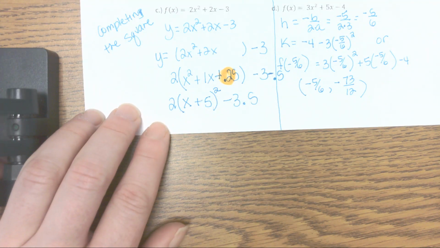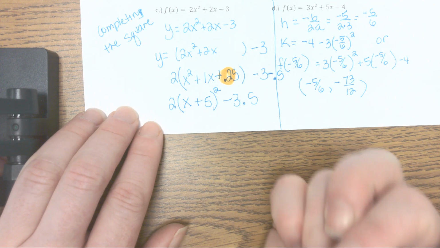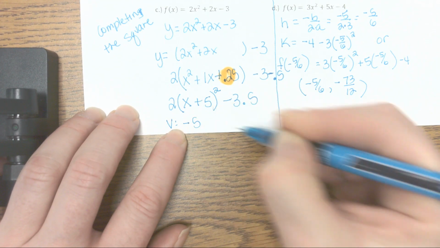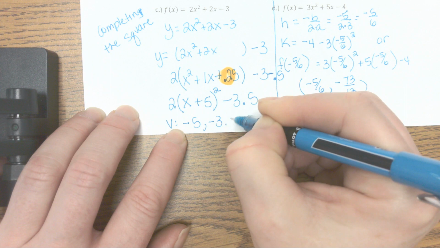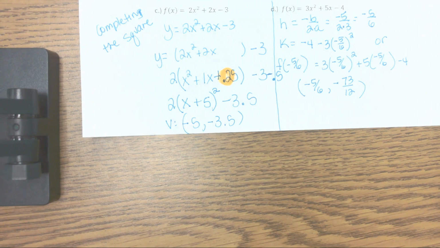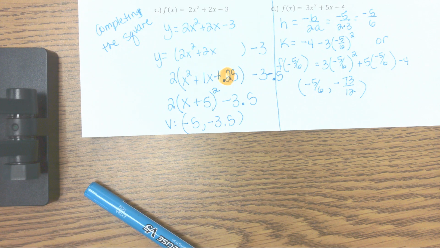What is the vertex? The vertex would be -0.5, comma, -3.5. That's completing the square. I'm not spending a ton of time on that, because some of you will never use it, but some of you will. Please feel free to ask me again.